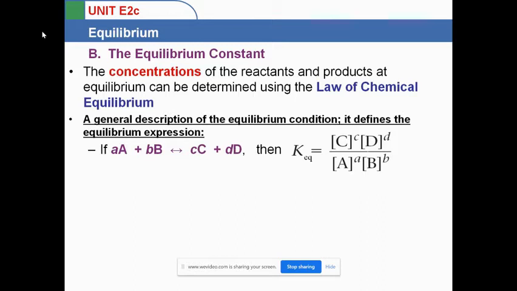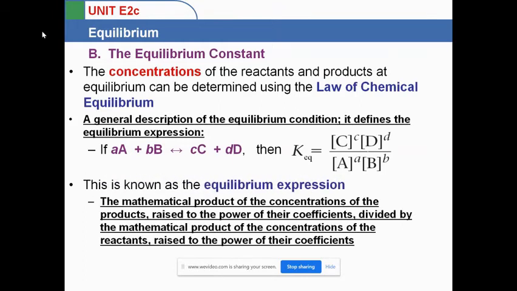KEQ, which is a constant, just a number, is going to be equal to, now remember, the brackets around a substance indicate the concentration measured in molarity, moles per liter. The concentration of chemical C raised to the power of its coefficient, that's the little c, times the concentration of D raised to the power of its coefficient, divided by the same thing but with the reactants A and B. Notice how it's always the products over the reactants.